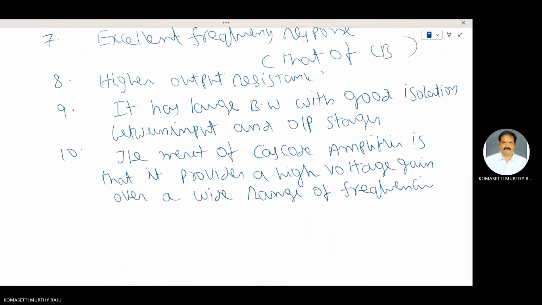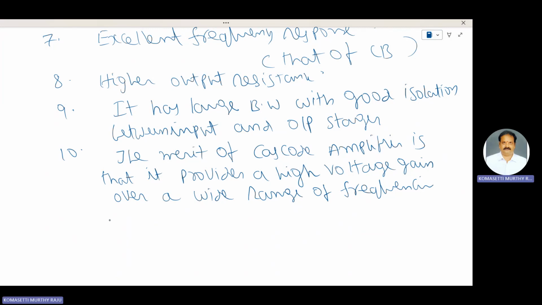Due to their ability to provide good gain and large bandwidth, cascode amplifiers are commonly used in RF and other high frequency applications. These are the important applications.